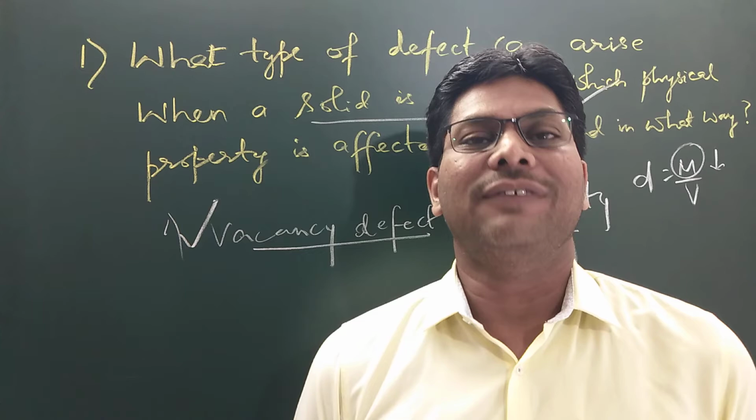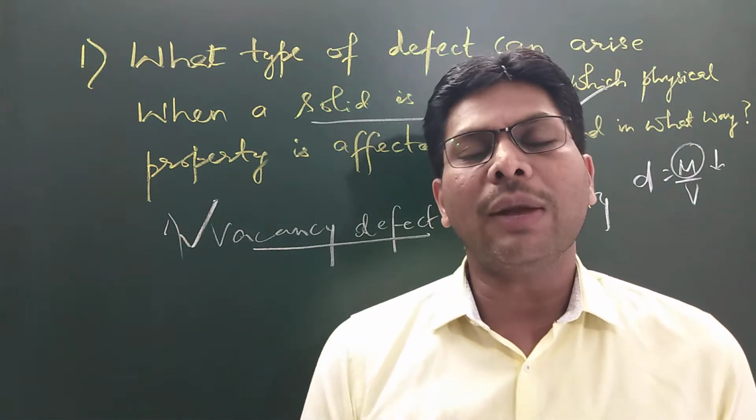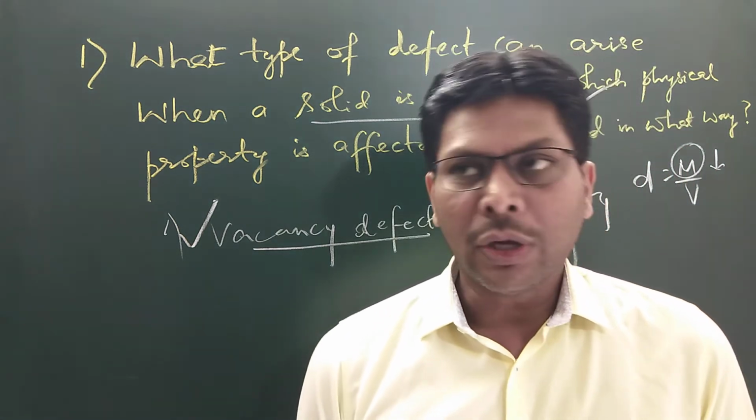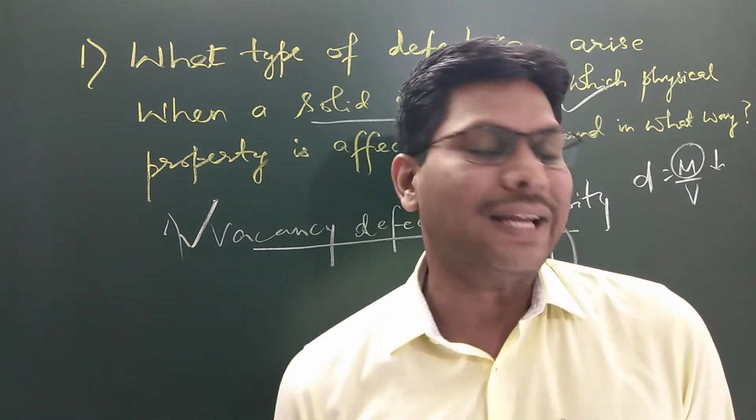They are called Schottky defect. So what happens in Schottky defect? Equal numbers of cations and anions are missing, due to which there is a decrease in mass, which results in a decrease in density.